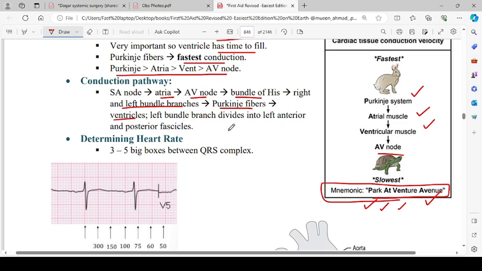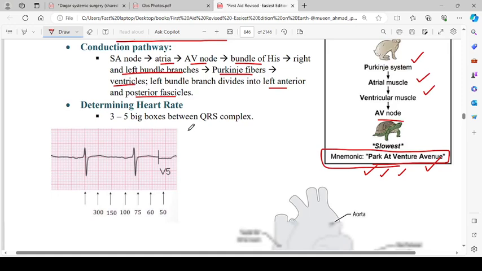This is the normal pathway. The left bundle branch divides into left anterior and posterior fascicles. Determining the heart rate: there must be 3 to 5 boxes between the QRS complexes.